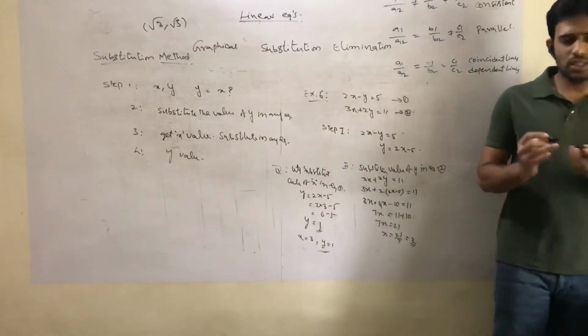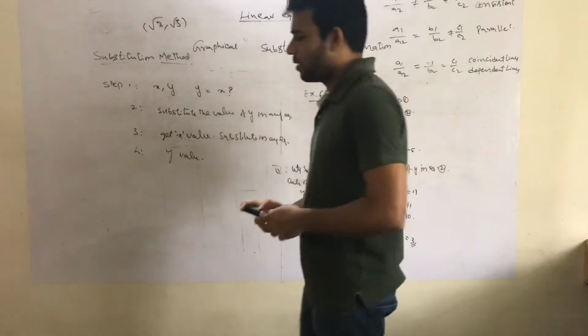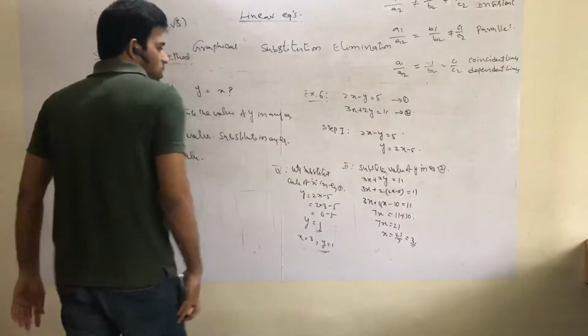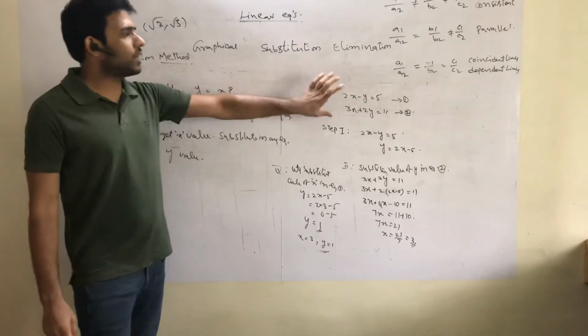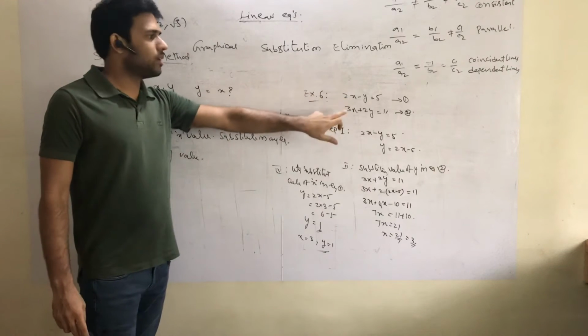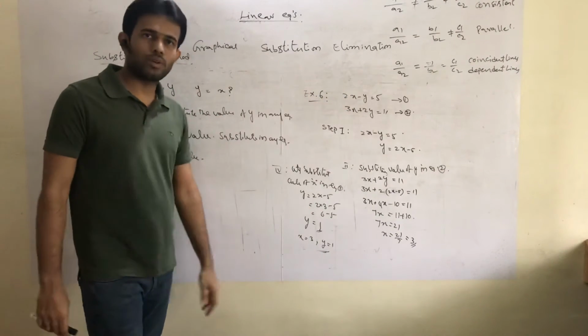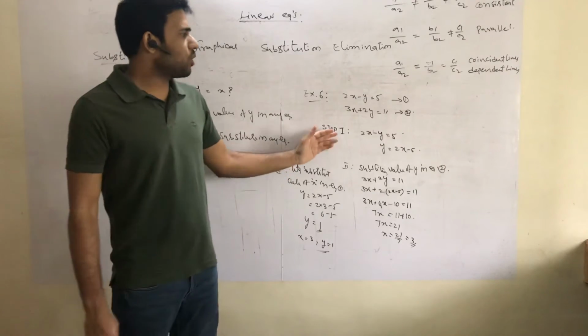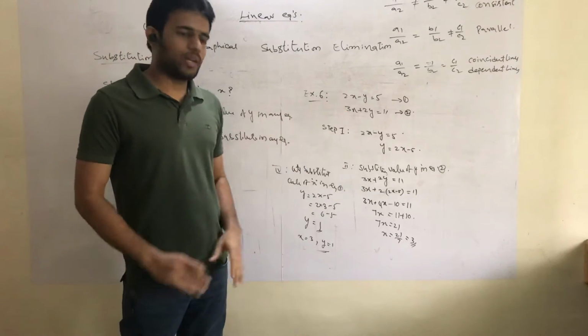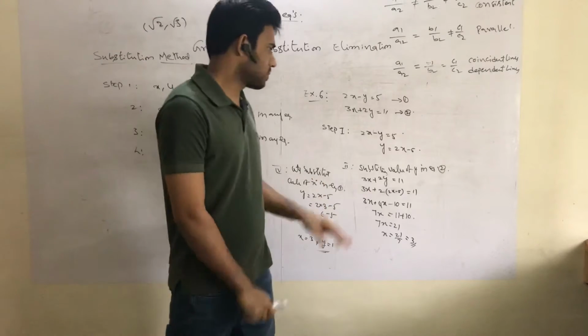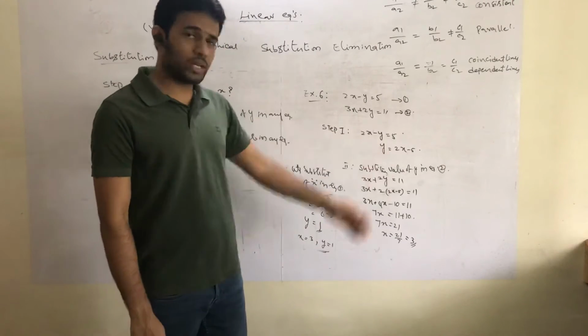So there are 4 steps in resolving the pair of linear equations using the substitution method. So you get the pair of equations, in our case 2x minus y equal to 5 and 3x plus 2y equal to 11. In step 1, you take the first equation and represent y in terms of x. That's what we did, so y becomes 2x minus 5.